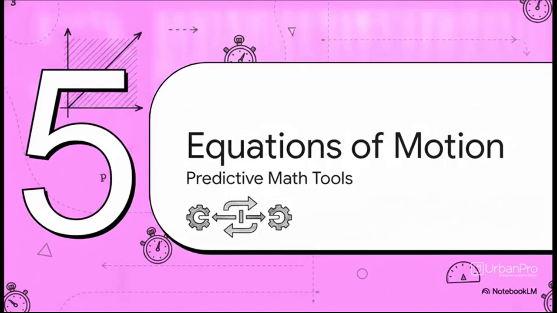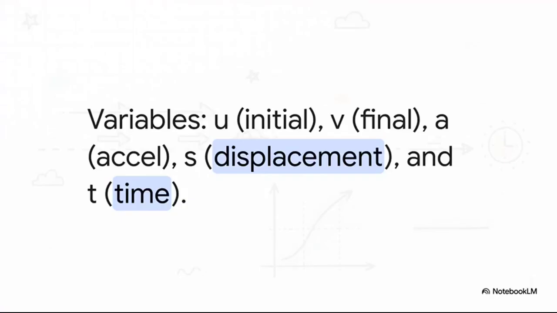Which leads us perfectly into section 5, the equations of motion. We're about to translate those physical concepts and graphs into the most important predictive tools in physics. But before calculating anything, we have to lock in our variables so the math perfectly matches the physical realities we just learned. U stands for the initial velocity of the object. V is the final velocity. A is our uniform, constant acceleration. S stands for the displacement, and T is the time taken during the motion.